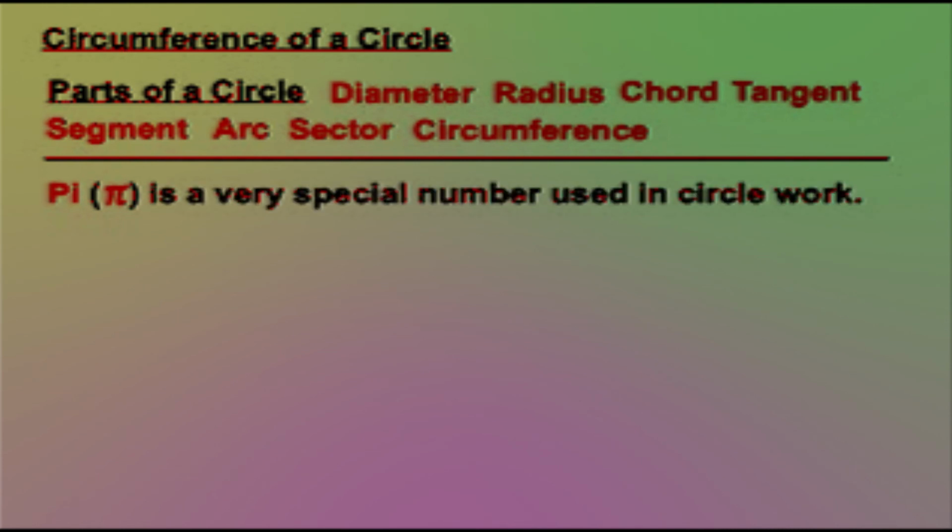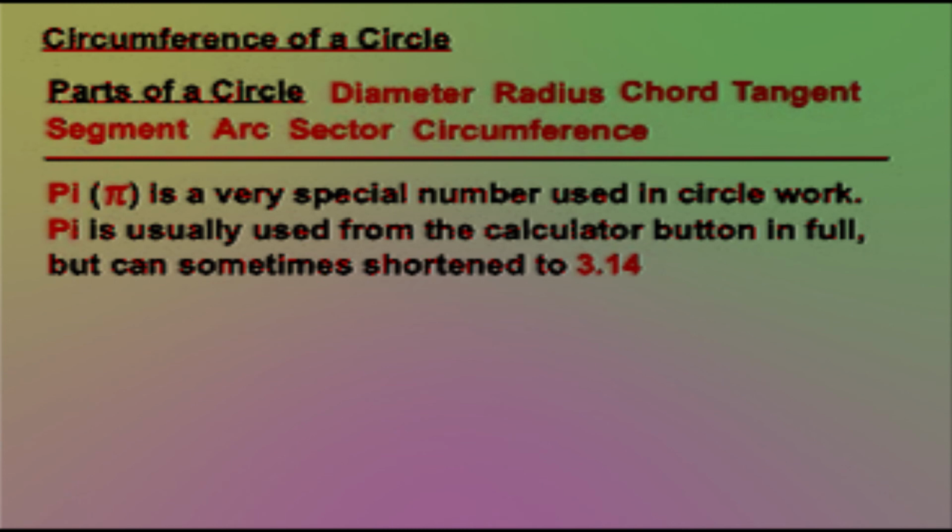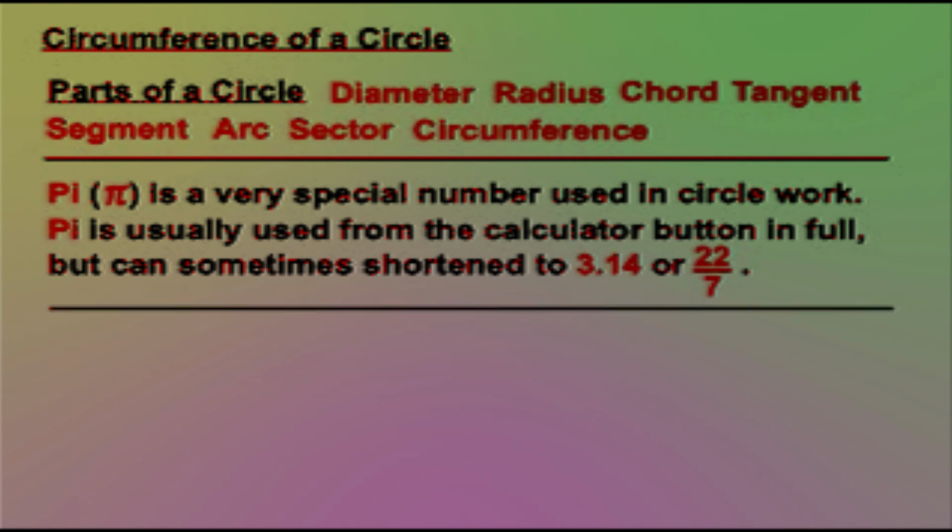We also learnt about pi, because that pi was in both versions of our circumference formulas for finding the circumference of a circle. It's a very special number used in circle work. Usually we just get it from pressing our calculator button, but sometimes we're asked to shorten it to 3.14 or 22/7, and every now and again the question will tell us which version to use.